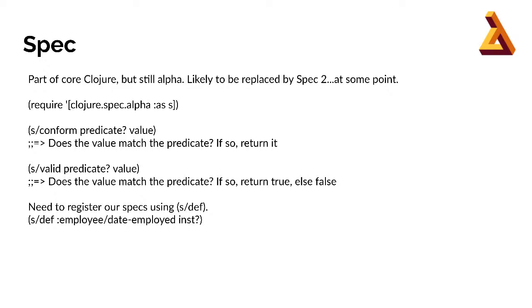Well, just require the function, and then you can ask basically, does a value match some predicate, using the conform function. If it does, super, we'll return it. But we can also check whether something is valid or not using the valid function. But to use any of these specs, we have to register them using sdef. The way the specs are named, it's generally keyworded, and there seems to be kind of a not quite commandment, but certainly a strong expectation that all of your specs will be keyworded in a certain way. So if you've got a spec for the employee's date employed, we keyword it as keyword employee / date employed. Inst means is this an instant?